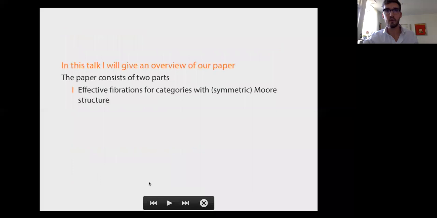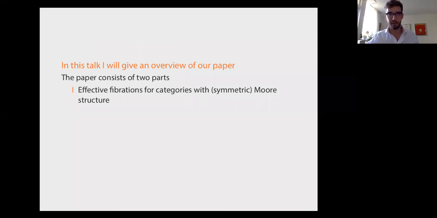Right. For effective Kan fibrations, we have written a paper that consists of two parts. The first part actually doesn't talk about simplicial sets at all. It is a continuation of work by Richard Garner and Benno van den Berg on fibrations, or weak factorization systems, I should say, for categories with something called Moore structure. We have built on that by strengthening their notion of Moore structure.